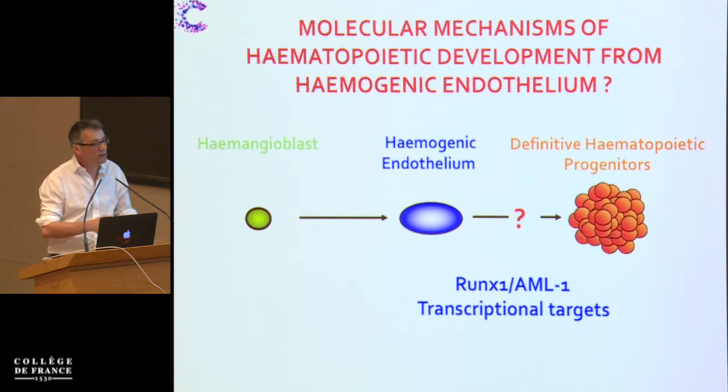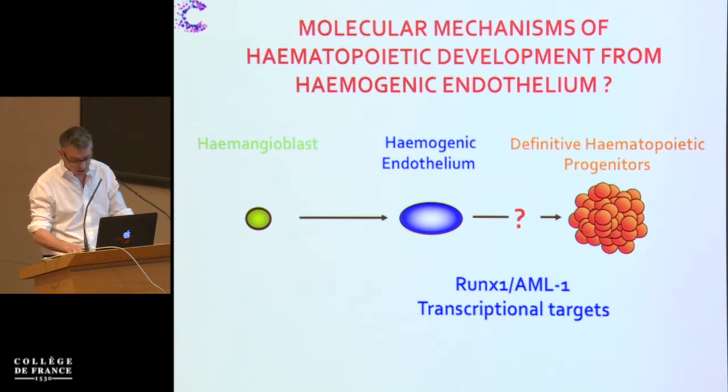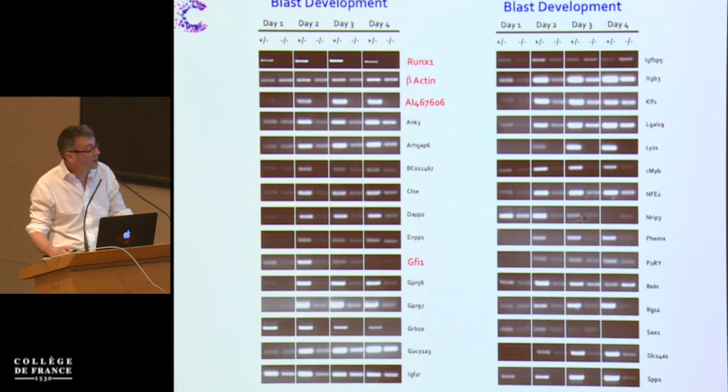What we also did was a more specific candidate approach, in which we again did a differential expression between RANKS1 plus minus and minus minus. We got quite a lot of genes differentially expressed. So this is blast cell development, day 1, day 2, day 3, day 4, plus minus versus minus RANKS1. At this stage, you have to decide which genes you want to study.